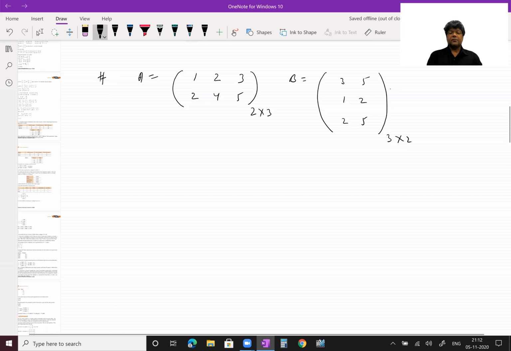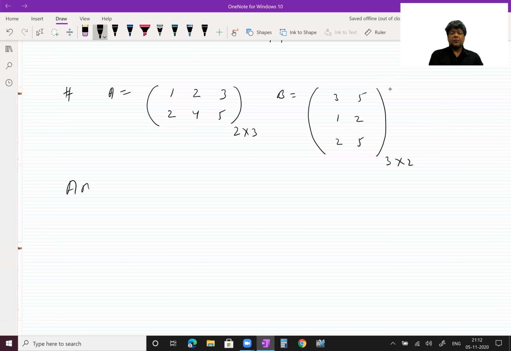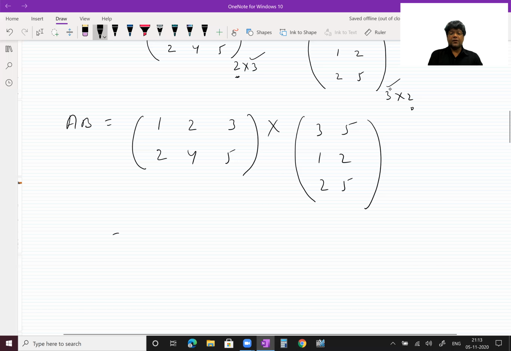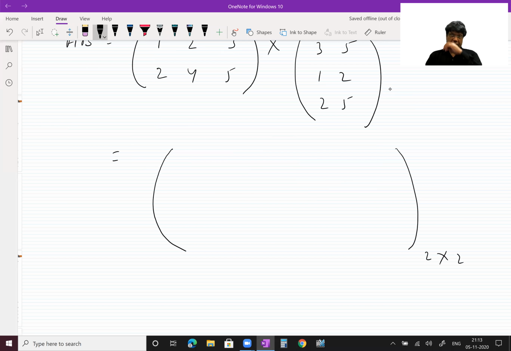So AB possible? Obviously possible, because AB means, here order is important, guys. First A means first you have to place A. So, 1 2 3, 2 4 5 multiplied by B. B is how much? 3 5, 1 2, 2 5. So number of columns 3, number of rows 3. That means the result must be 2 by 2. 2 by 2 means only 4 elements will be there. Already we know the result.